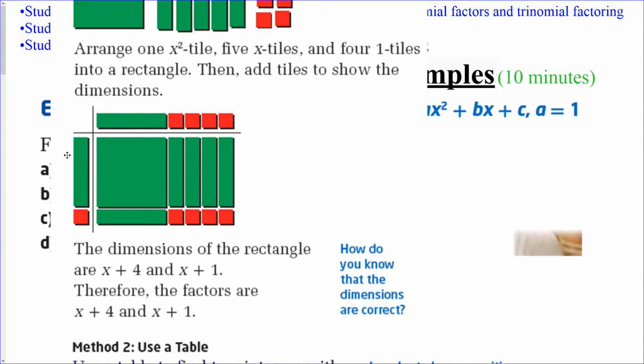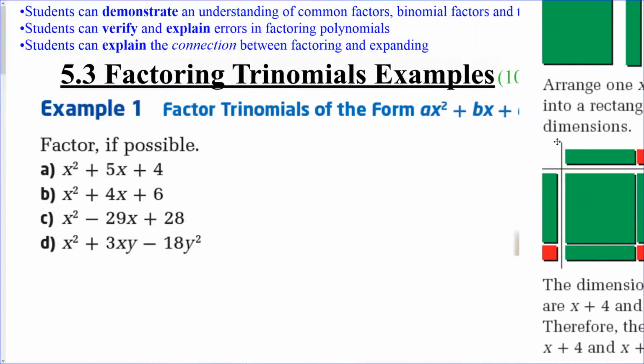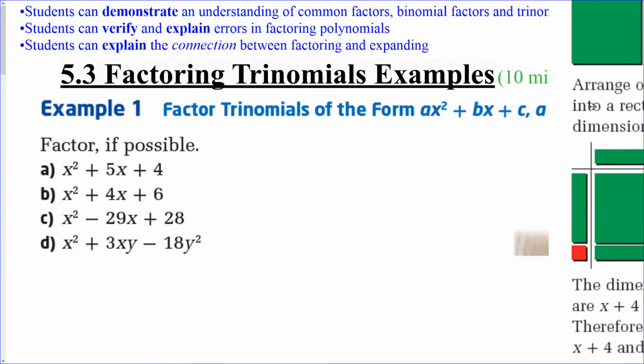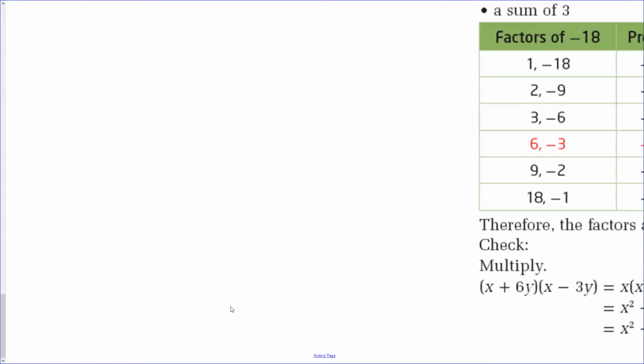Chances are this might be difficult for you to use. We will come back to the algebra tiles one more time to help solve a slightly different problem. But if this doesn't make sense to you after watching this video and looking through the textbook, there is another way. This is the way that I was taught, and I'm a little more comfortable with it, if I'm being perfectly honest. So let's go back to our original question: factor, if possible, x squared plus 5x plus 4.